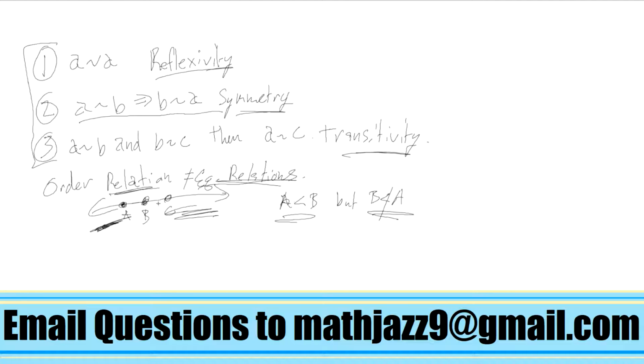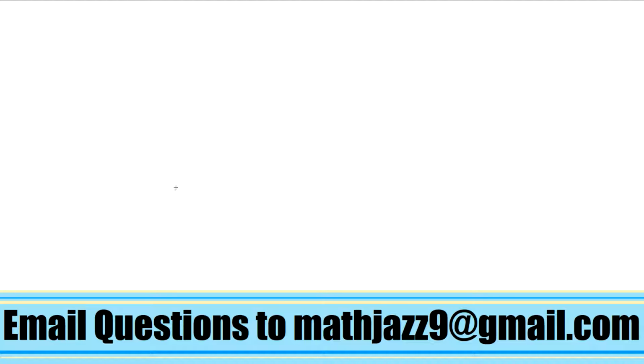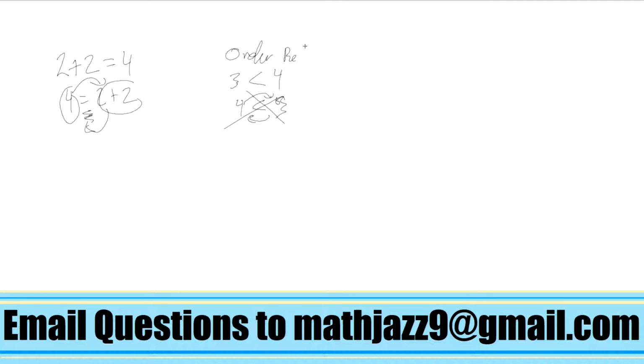Okay, so let's give an example of an equivalence relation then. Equals is an equivalence relation. For example, if 2 plus 2 equals 4, then 4 equals 2 plus 2. See, we can switch the two sides of our equal sign, and it's still a true statement. You can't do that with a less than. 3 is less than 4. 4 is less than 3 is false. See? So this is, again, an order relation. And this is our equivalence relation.